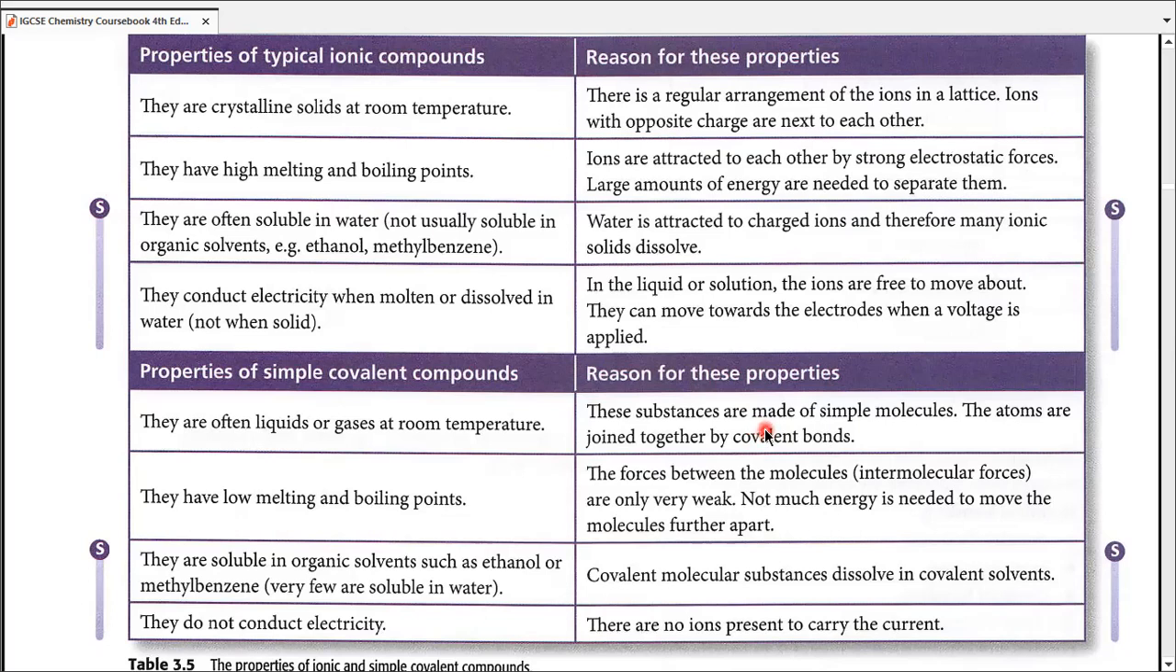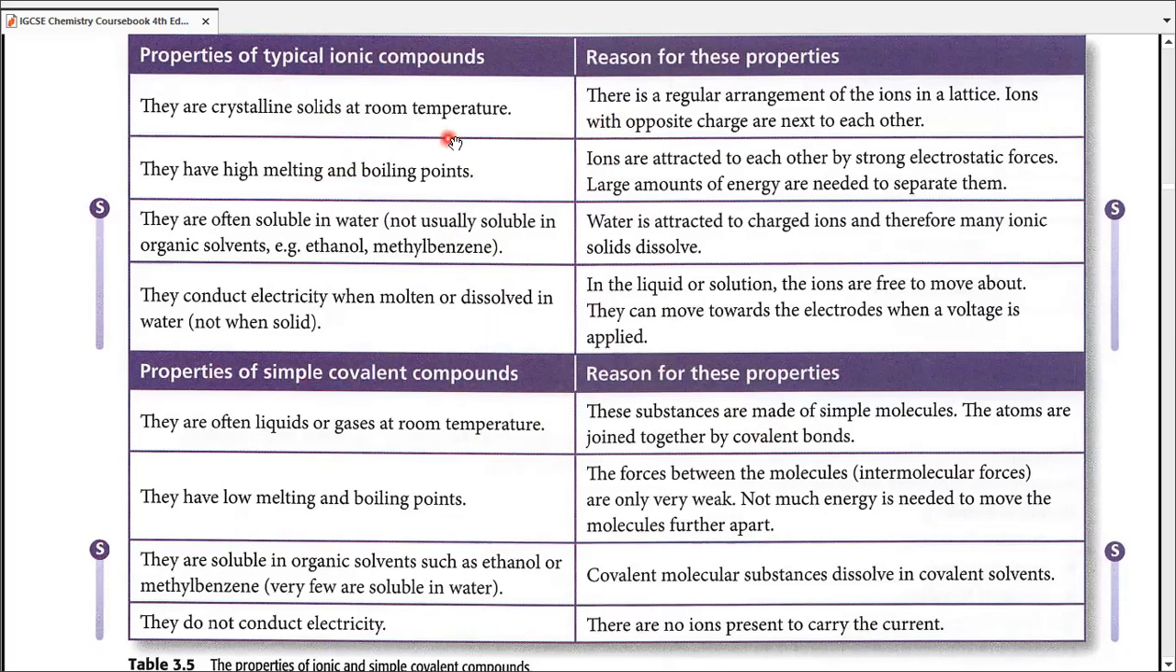Let's go through those properties so it's easier for you to target your compounds from the questions about their kind of bonding. To begin with, we have ionic compounds on top and covalent compounds at the bottom. What I'm going to do is not read their points completely. In fact, I'm going to compare them point by point.